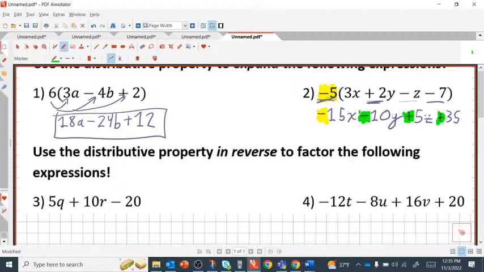Now, Avi, where did these signs come from? Why is that a minus 10y? Why is it a plus 5z? Why is it a plus 35?